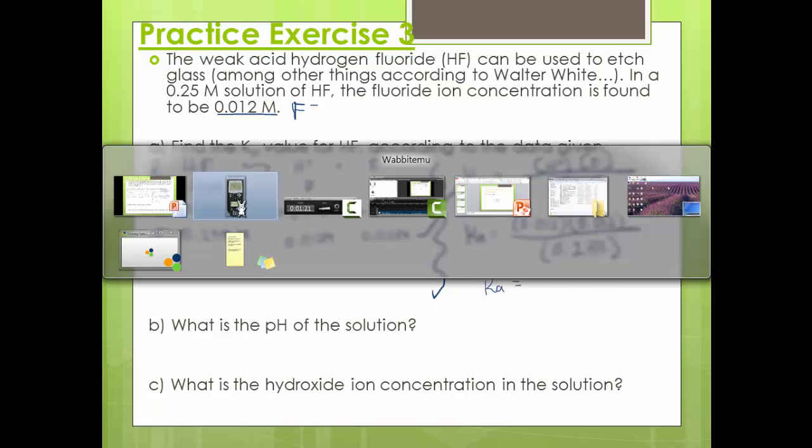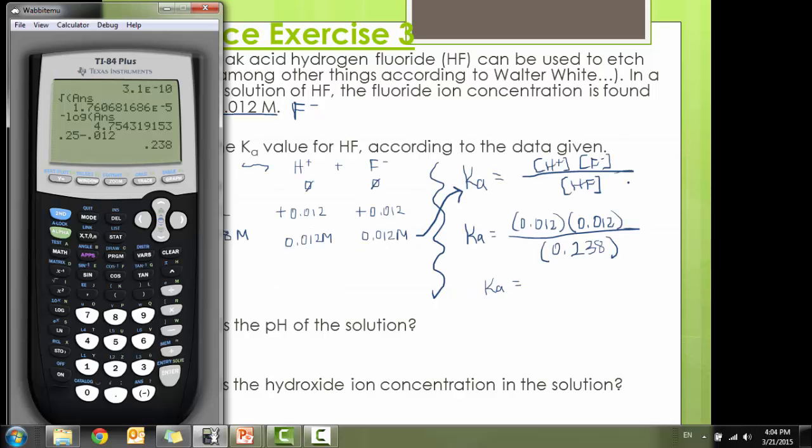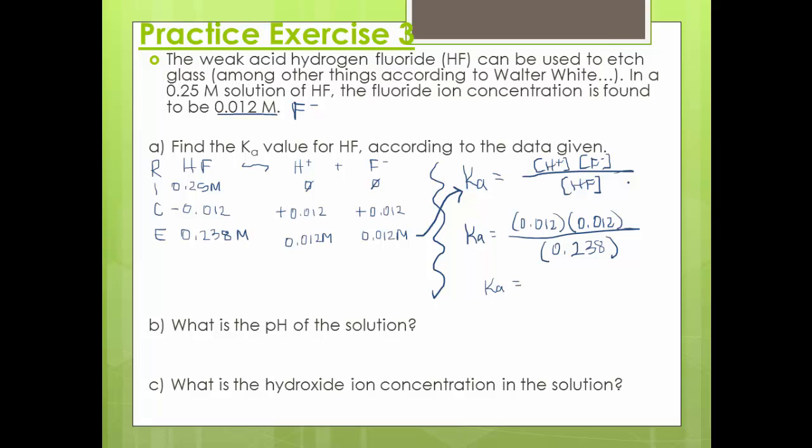Let's get our calculator back one more time and calculate this. 0.012 squared, or just multiply it again, 0.012, and divide by 0.238. So Ka is 6.1 times 10 to the negative 4. Think about your answers. Remember I told you that Kas and Kbs are always going to be less than 1. So that fits with what we know.